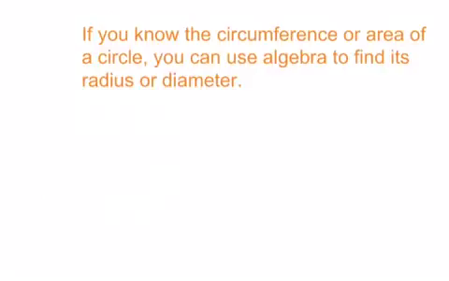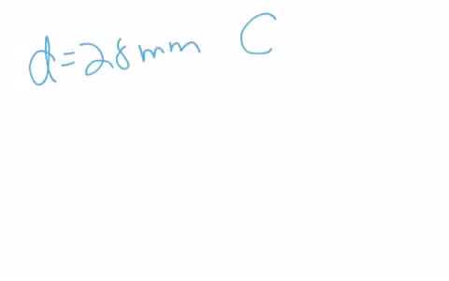All right, so like I just said, if you know the circumference or area of a circle, you can use algebra to find its radius or diameter. So let's play this bad boy out. Let's just find the circumference. Let's do the diameter equals 28 millimeters. So let's find the circumference and the area.